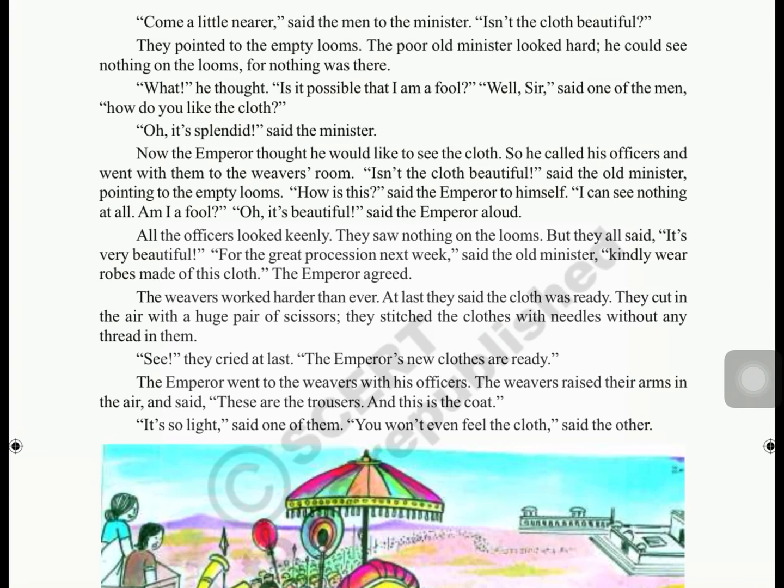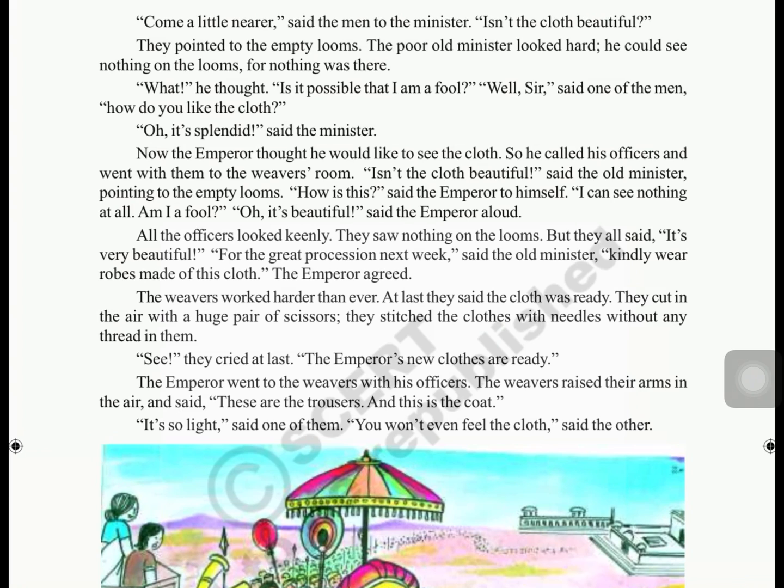"Come a little nearer," said the man to the minister. "Isn't the cloth beautiful? If you come a little bit nearer, you can see the cloth, minister. See how beautiful the cloth is." They pointed to the empty looms. The poor old minister looked hard. He could see nothing on the looms, for nothing was there. The two weavers started conversing with the old minister. He looked very hard, but nothing was there.